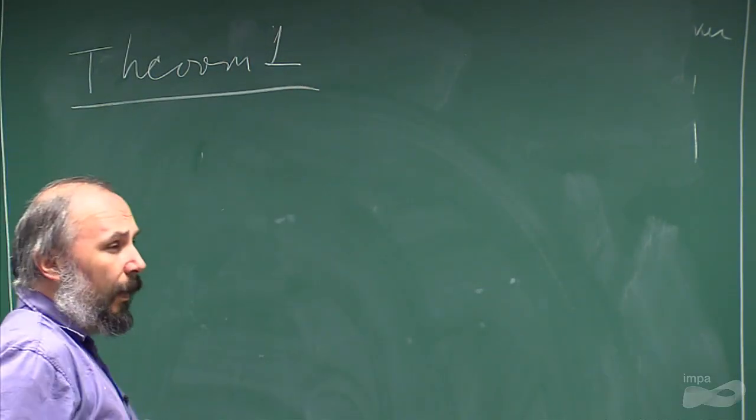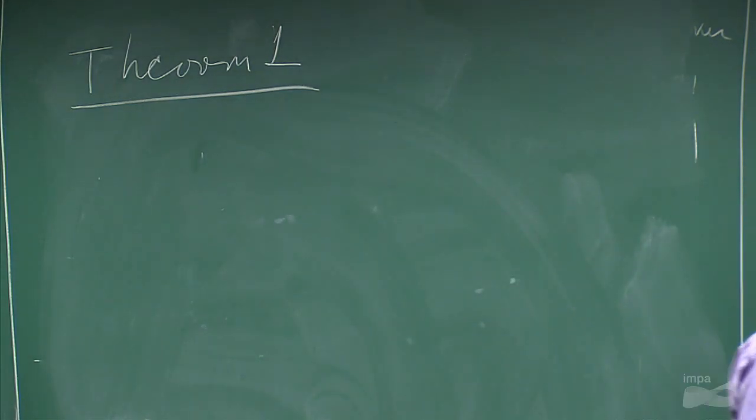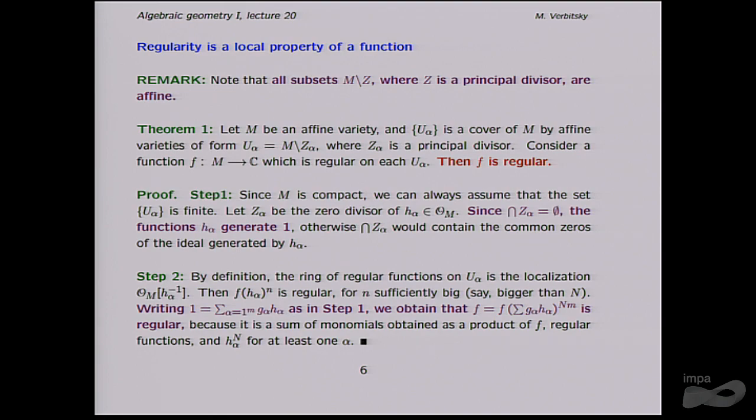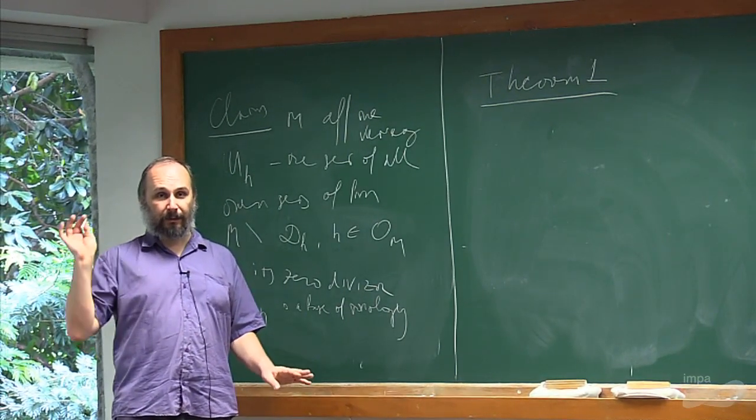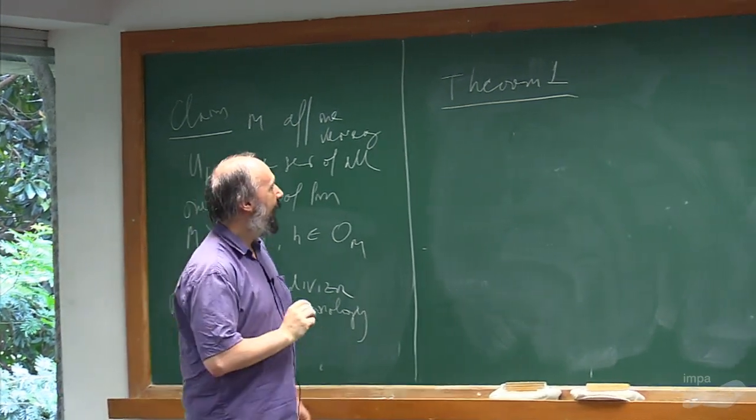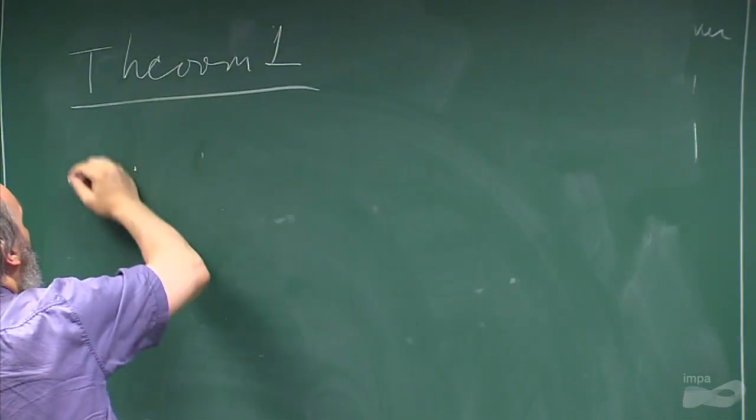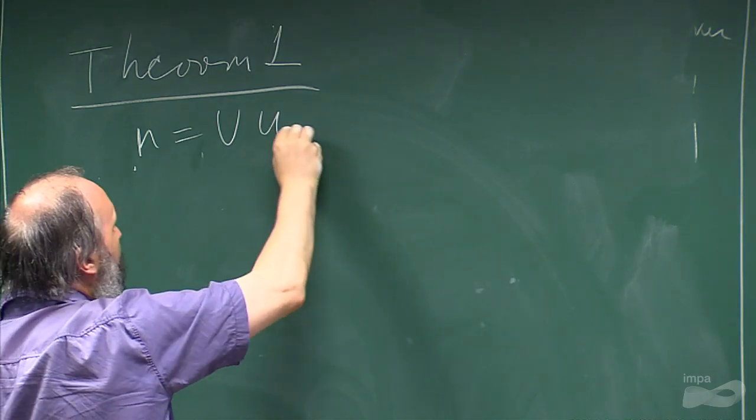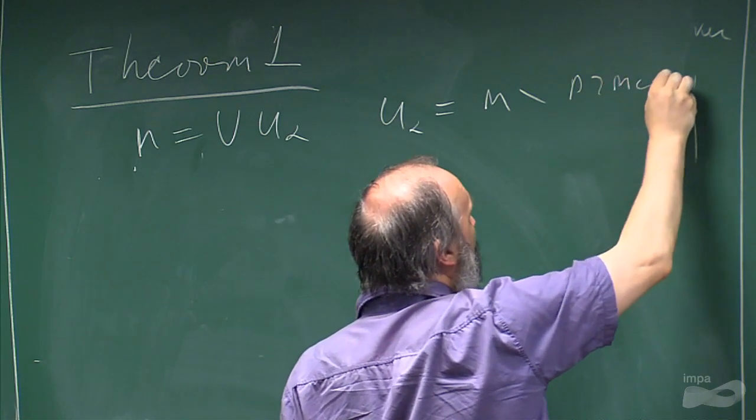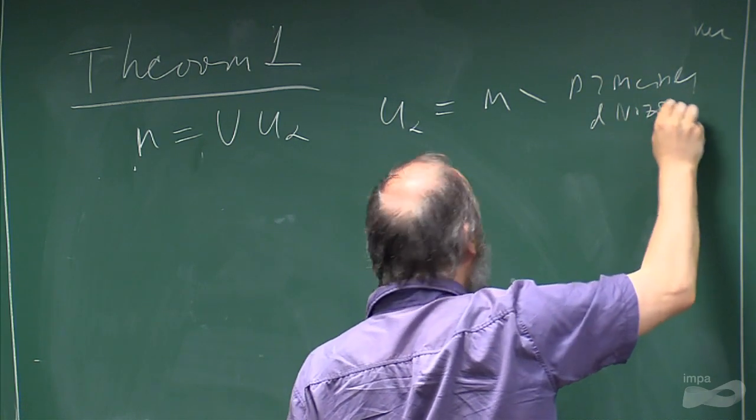Of course, we still haven't defined what a regular function is on an open subset which is not affine. But we know about affine ones. So these guys, the complements to divisors, are affine, right? Everybody remembers that? Please raise a hand if you remember that it is affine. Thank you. Okay. So suppose M is a union of U_alpha, where U_alpha is M without a principal divisor. Like that.